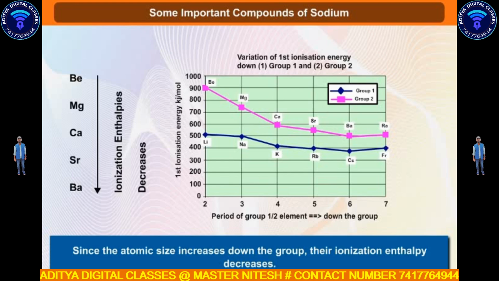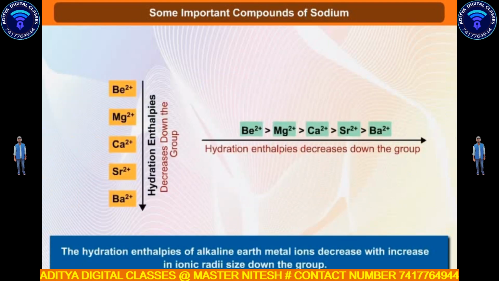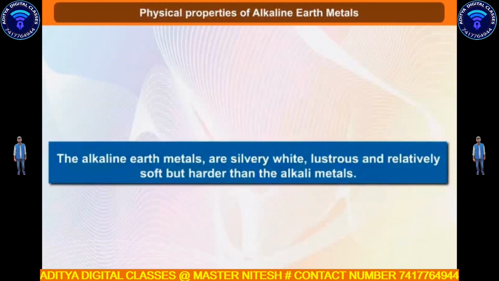The first ionization enthalpies are higher than those of the corresponding group 1 metal, but the second ionization enthalpies of the alkaline earth metals are smaller than those of the corresponding alkali metals. Like alkali metals, the hydration enthalpies of alkaline earth metal ions decrease with increase in ionic radii size down the group. The alkaline earth metals in general are silvery white, lustrous, and relatively soft, but harder than the alkali metals.